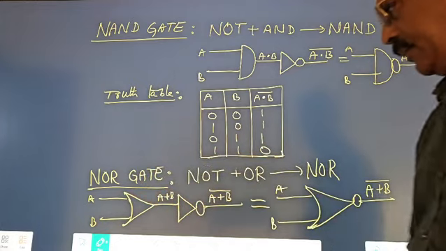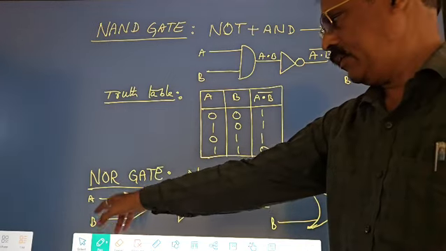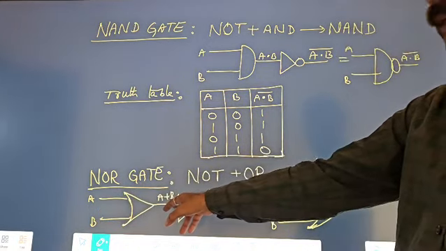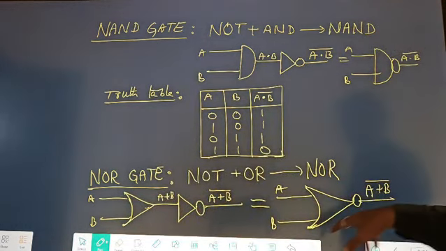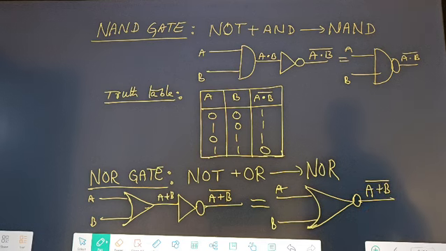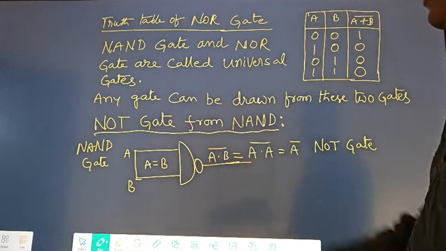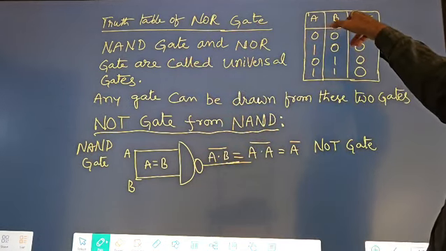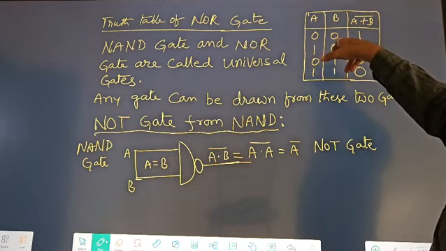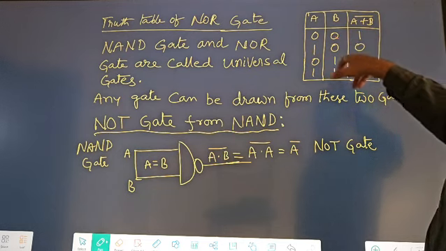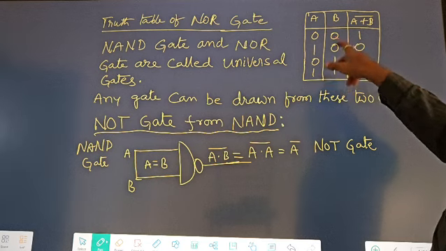Next gate is the NOR gate. NOT plus OR is NOR. For the OR gate you take A, B inputs and A plus B output; with negation, you get A plus B bar. So this is the circuit symbol of the NOR gate. What is the truth table for the NOR gate? A plus B bar: 0, 0 you will get 0, 0 bar is 1. 1, 0 is 1, 1 bar is 0. 0, 1 is 1, 1 bar is 0. 1 plus 1 is 1, 1 bar is 0.